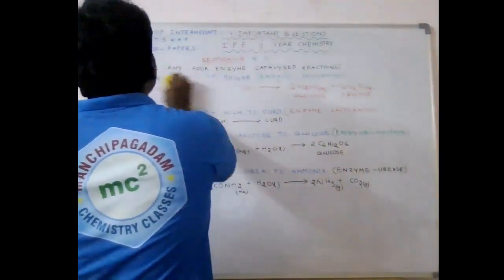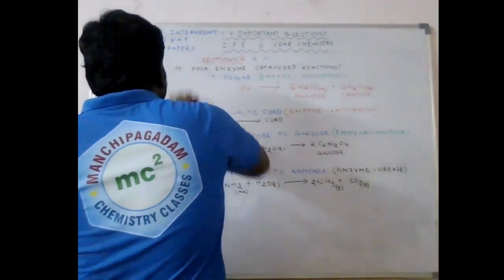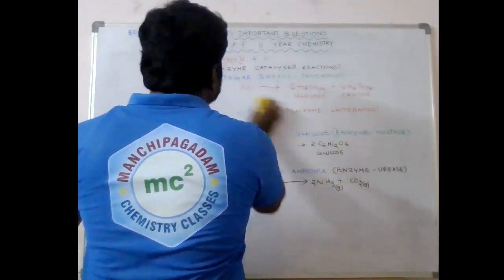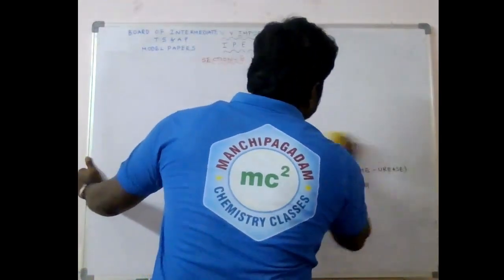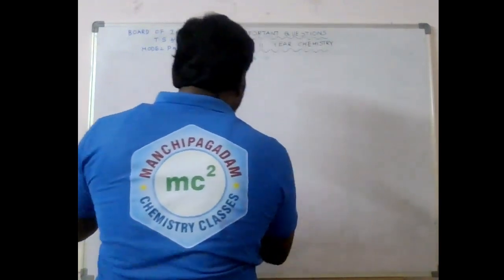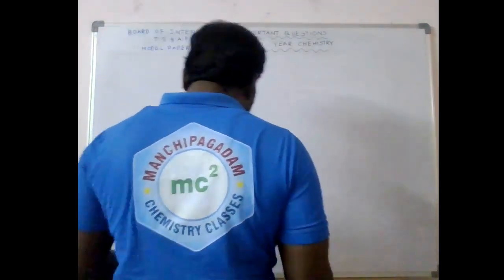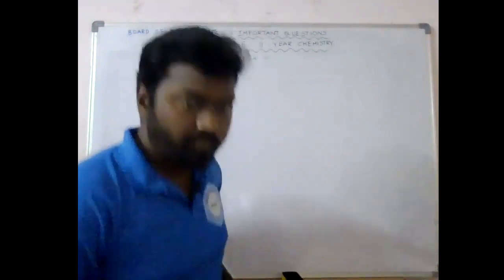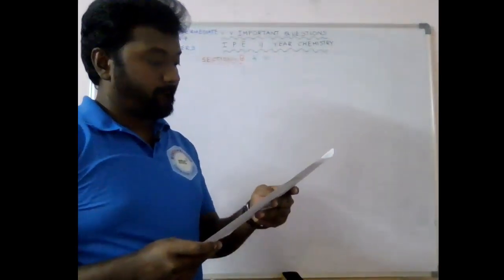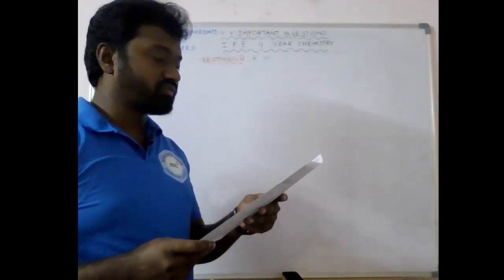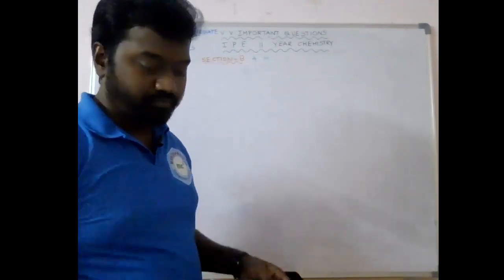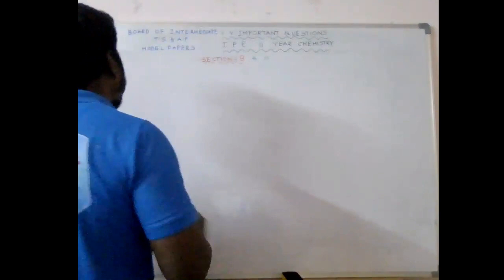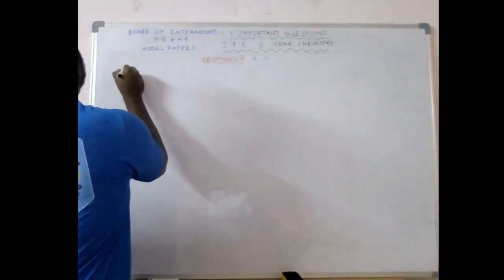Next question has come from principles in metallurgy. Right? General principles in metallurgy. From that, the expected question has come in this model paper. That is, explain the purification of sulfide ore by froth flotation method. The 14th question.